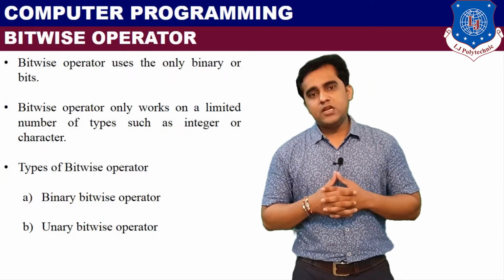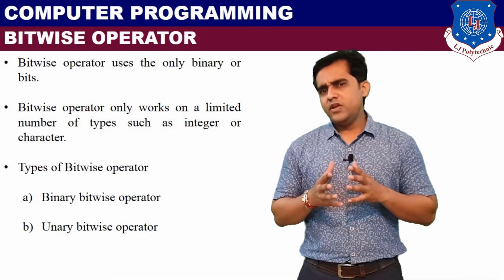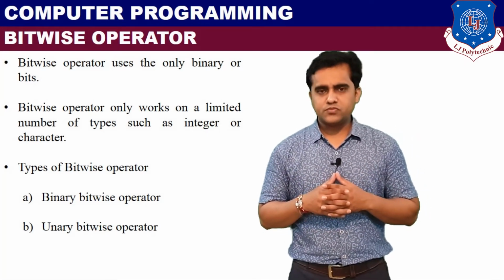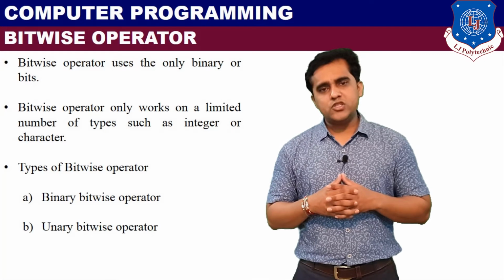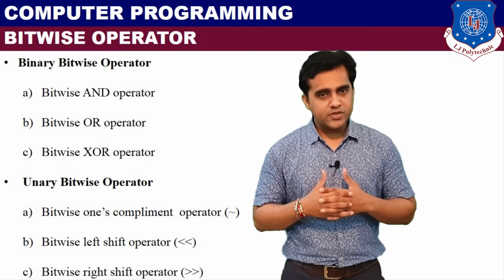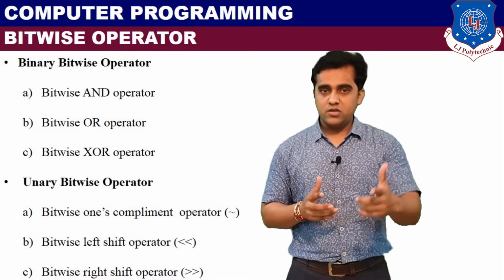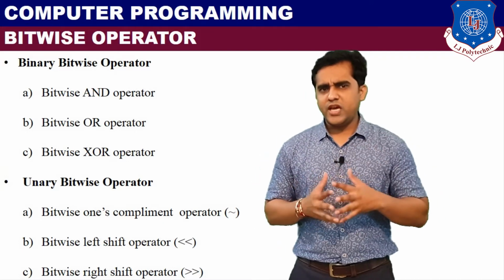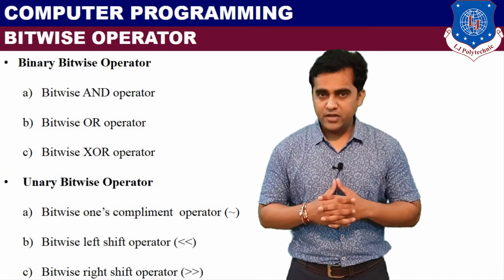Bitwise operator deals with either digits or numbers. It deals only with data types like integer and character. In bitwise operator, there are two types: binary bitwise operator and unary bitwise operator. In binary bitwise operator, there are three subtypes: AND, OR and XOR, that is bitwise AND, bitwise OR and bitwise XOR. And in unary bitwise operator, there are three types: ones complement, shift left and shift right.